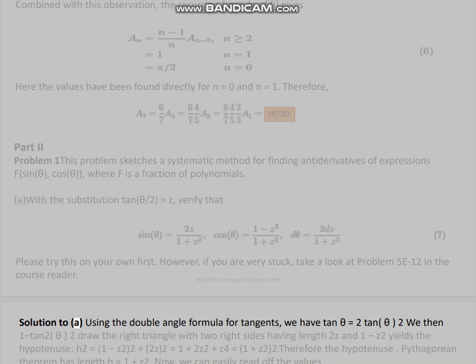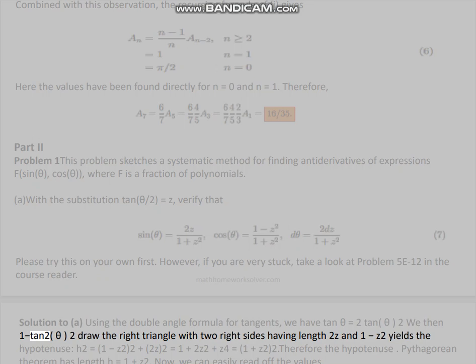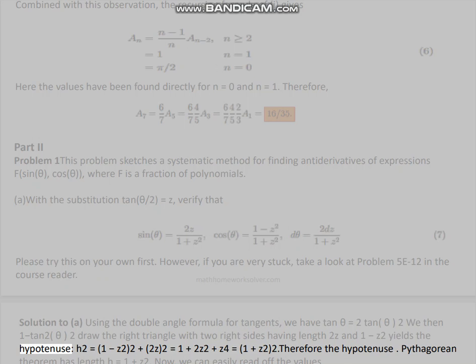Solution to A. Using the double angle formula for tangents, we have tan θ equals 2 tan(θ/2) over 1 minus tan²(θ/2). Draw the right triangle with two sides having length 2z and 1 minus z². The hypotenuse h² equals (1 − z²)² + (2z)² equals 1 + 2z² + z⁴ equals (1 + z²)². Therefore the hypotenuse, by the Pythagorean theorem, has length h equals 1 + z². Now, we can easily read off the values.